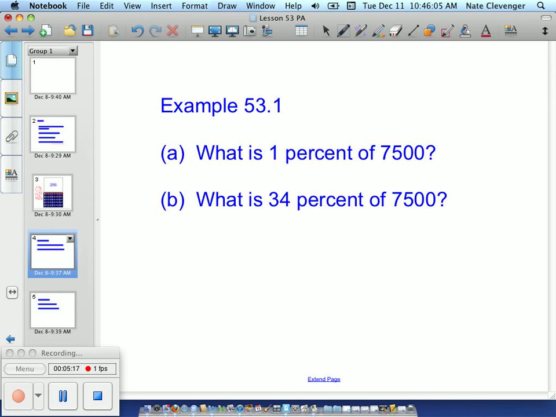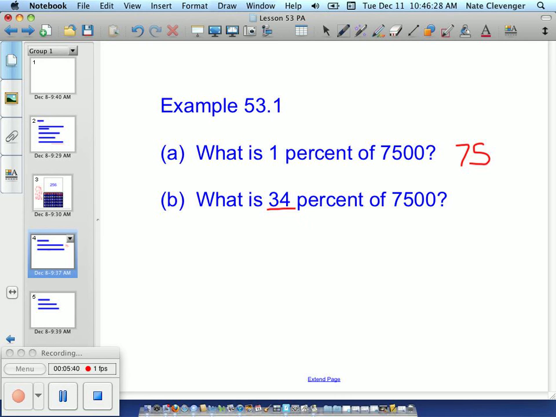So what is 1% of 7,500, Trenton? Would it be 75.00? 75. And that's the value, right? That's what 1% of 7,500 would be: 75.